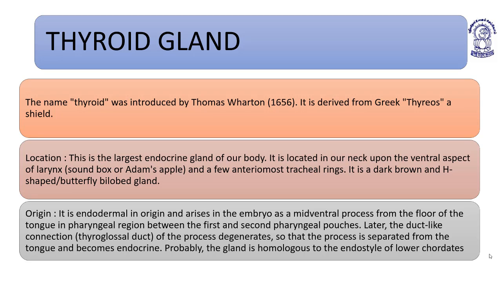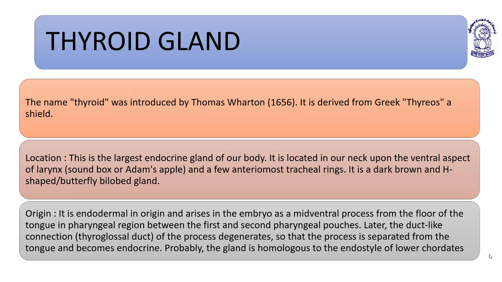I will be taking the zoology part, that is animal science. My dear students, today we are going to start with a very important topic of the chapter chemical coordination and integration. The topic is thyroid gland. As you know, thyroid gland secretes thyroxine, which is a very important hormone for both physical and psychological growth.